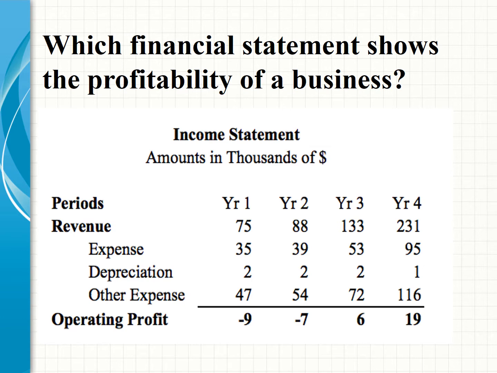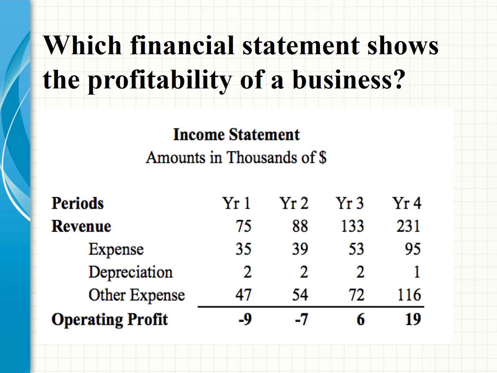Here is an example of the 4-year income statement that shows revenue, expenses, and profits or losses of a business. In year 1 and year 2, the business had a deficit of $9,000 and $7,000, which means the business operated at a loss during the first 2 years. In year 3 and 4, the business generated a positive profit of $6,000 and $19,000, which means the business operated in gain or profit during year 3 and year 4.